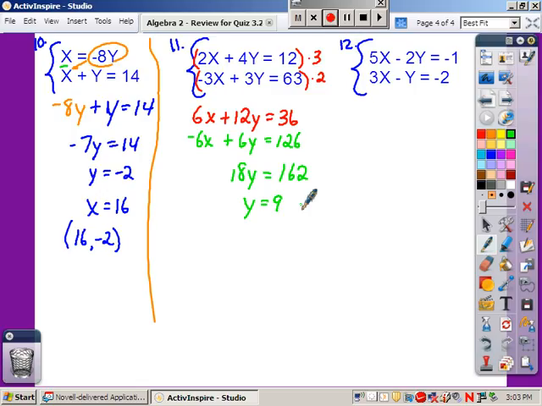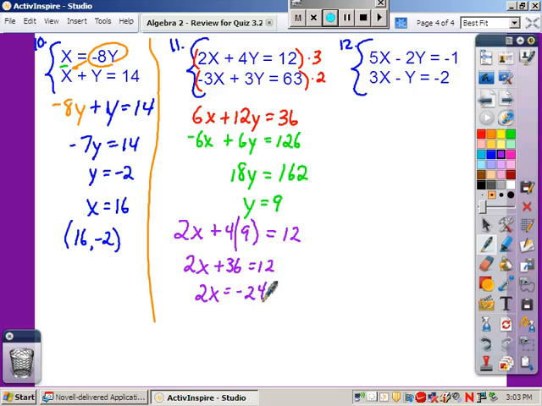All right, I'm going to go back to my original equation with it. I'm going to pick the first one because it's got all positives. I've got 2x plus 4 times 9 equals 12. So 2x plus 36 equals 12. Got to subtract the 36 off. 2x equals negative 24. And divide by 2, I got x equals negative 12. So final answer here, negative 12, comma 9. That one's kind of ugly.